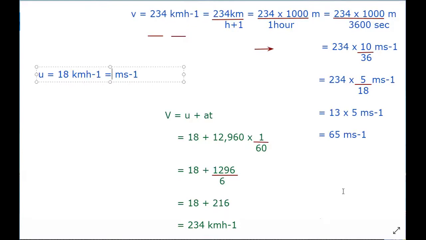Five meter per second. Very good. How do we find it? Just multiply the given velocity by 5 by 18.